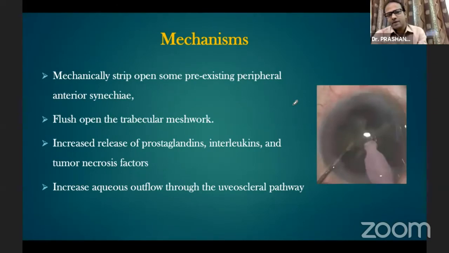Apart from this, there are other mechanisms which also help in angle closure glaucoma. Because of the continuous flush of fluid and this hydrostatic pressure, it can mechanically strip open a few of the synechiae which are recently formed. It can flush the trabecular meshwork, so it can also help in removing the blockage. Because of the increased amount of prostaglandins, interleukins, and tumor necrosis factor, it can enhance the alternative pathway, or uveoscleral flow, of the aqueous.